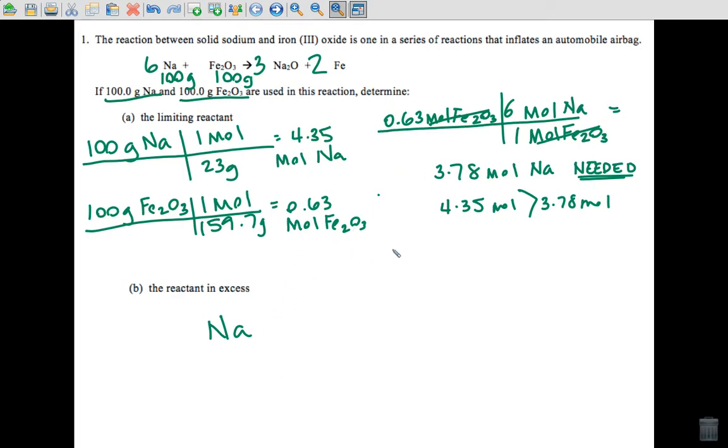So if Na is in excess, then by default, because there's only 2 reactants, Fe2O3 must be the limiting reactant. I'm just going to write it like that. Fe2O3 is LR. Now there are other times where the opposite happens. For example, if this said 5 moles Na needed, that means you don't have enough, which means Na would be the limiting. But in this case, since you have more than you need, Na is in excess, Fe2O3 is the limiting.